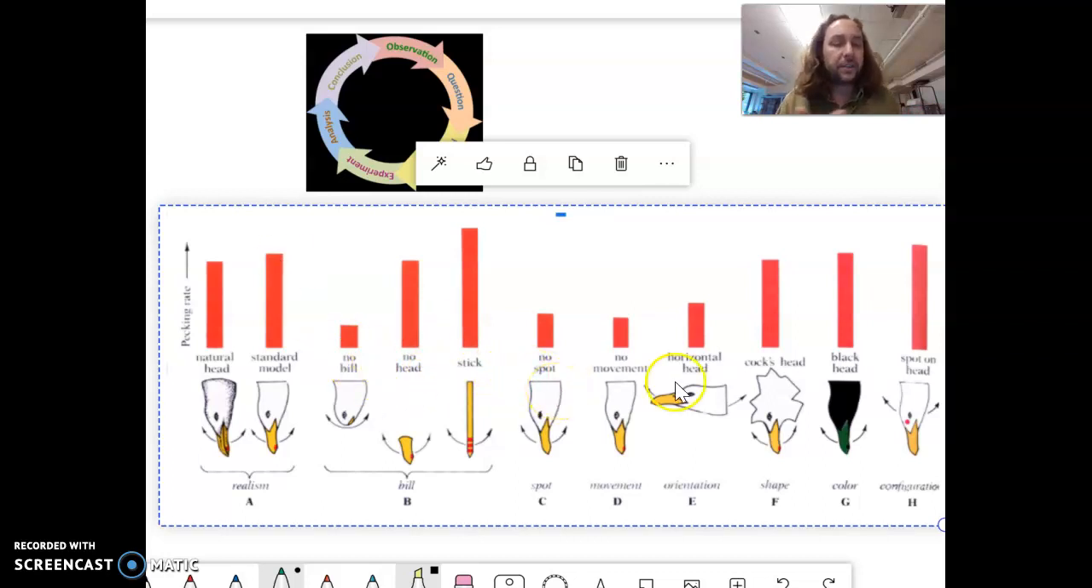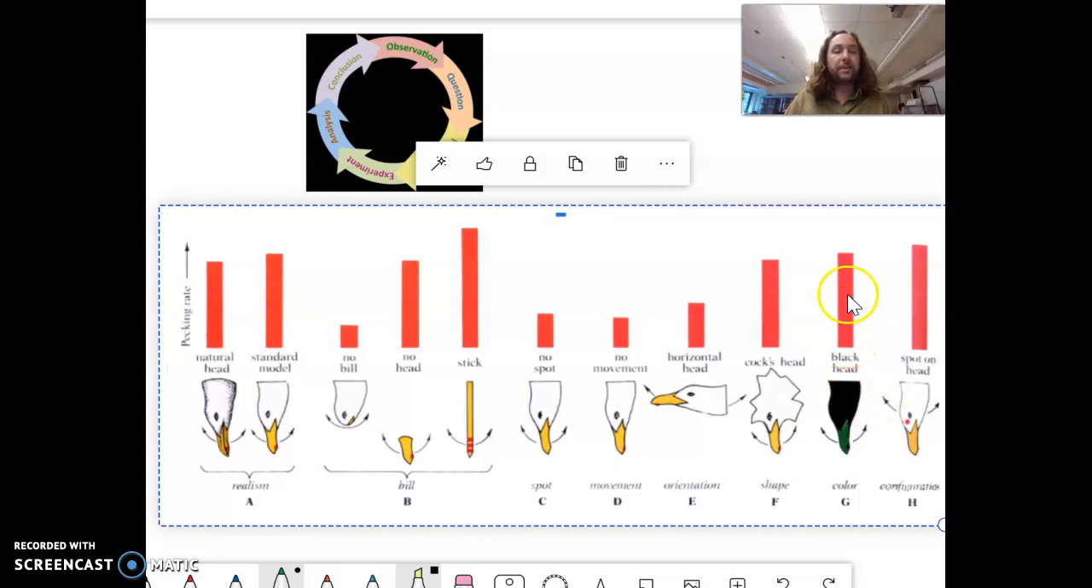Let's look at some of the other ones that you were asked to think about. So no spot. Did the behavior go down? Sure it did. So is the spot a cause? Yeah, because when you take the spot away, the behavior goes down. What about the shape of the head, this cock's head, right? Or the color. When the researchers changed the color of the head, did it change the behavior? No. So is it the cause? It's not. Okay, so that's the way you want to think about it.